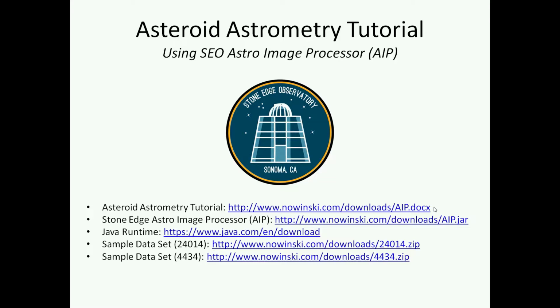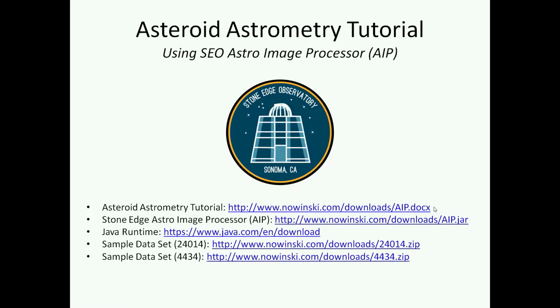As you can imagine, astronomers use sophisticated software that is designed for this very task. In this tutorial, however, we are going to use Stone Edge Observatory's very own Astro Image Processor software, or AIP for short, to do some quote-unquote poor man's astrometry. Specifically, we are going to use AIP's RGB plot wizard function, normally used to create pretty color astrophotos, but instead we're going to use it to highlight an asteroid's path across the sky.